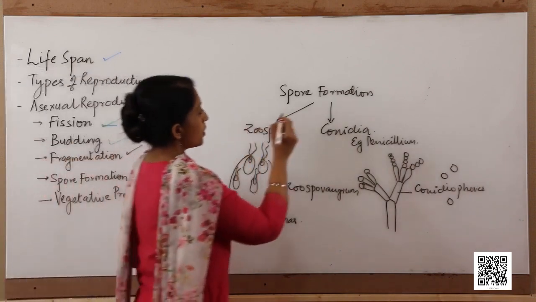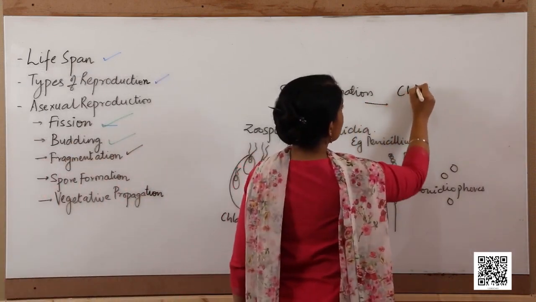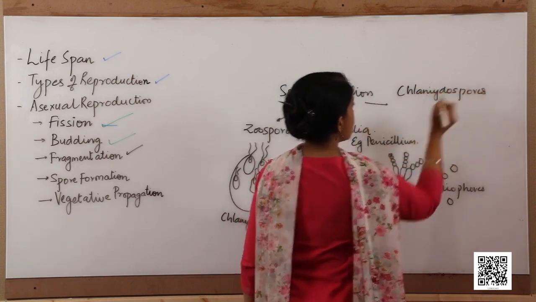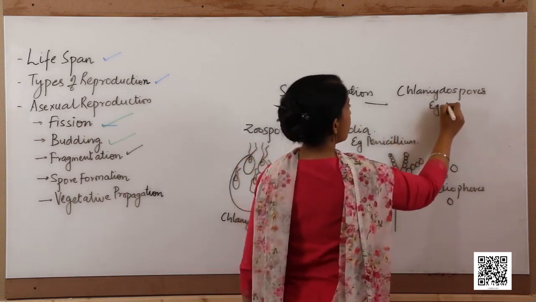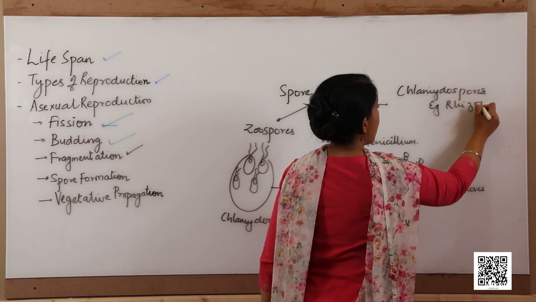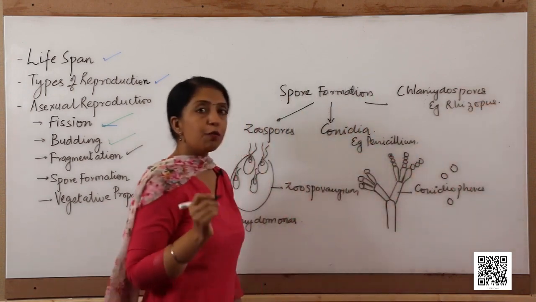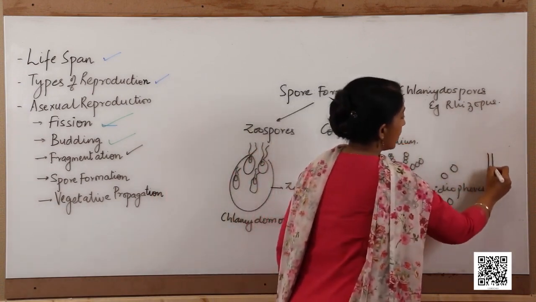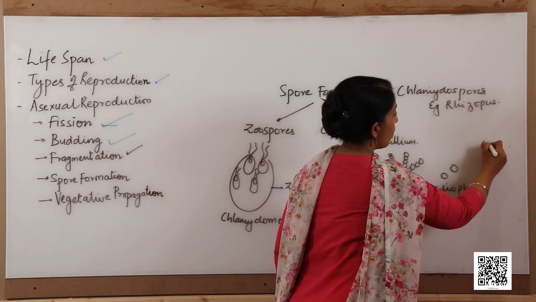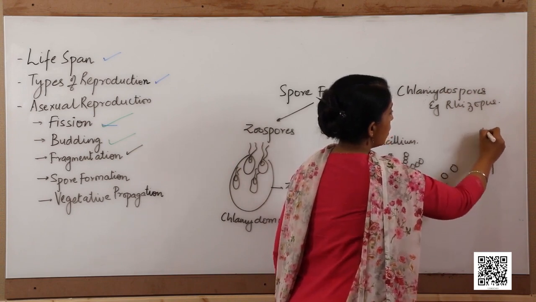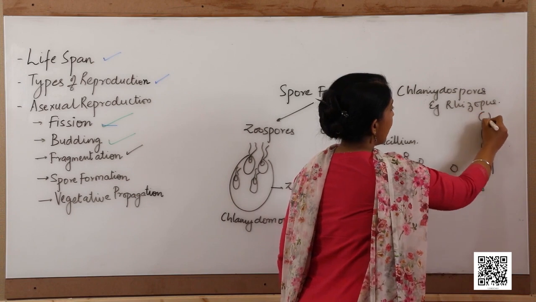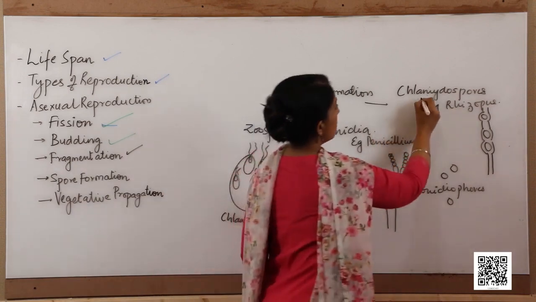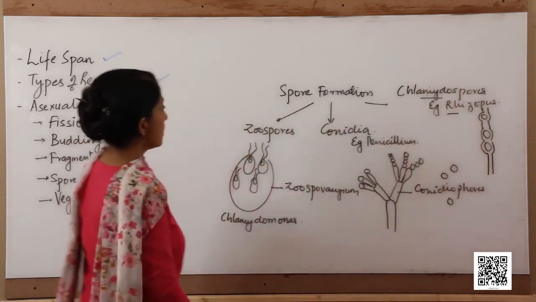The third type of spores that are formed are the chlamydospores. The chlamydospores can be seen in organisms such as Rhizopus, and these chlamydospores are usually formed in unfavorable conditions. They are formed directly on the hyphae and they are thick-walled. Now these chlamydospores can be intercalary or they can be terminal in some cases.